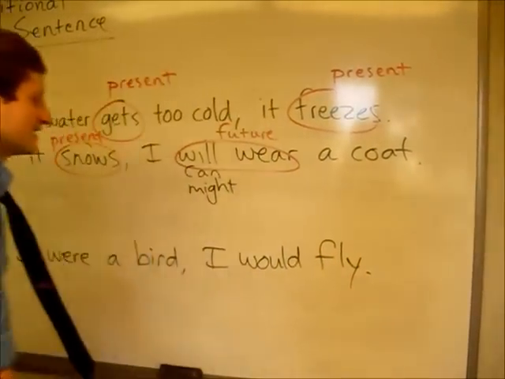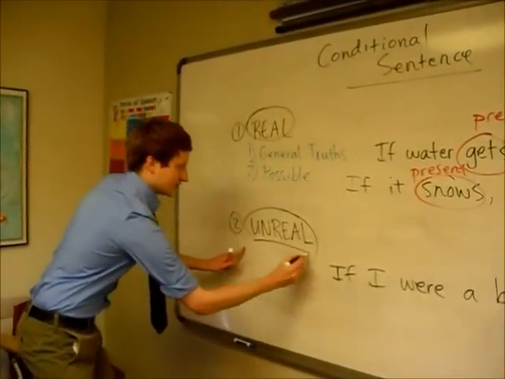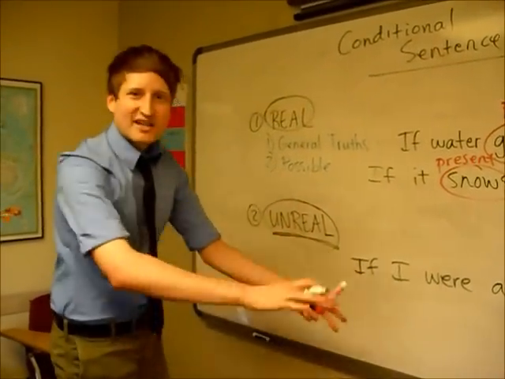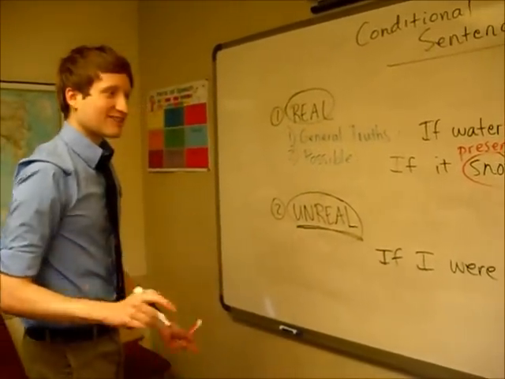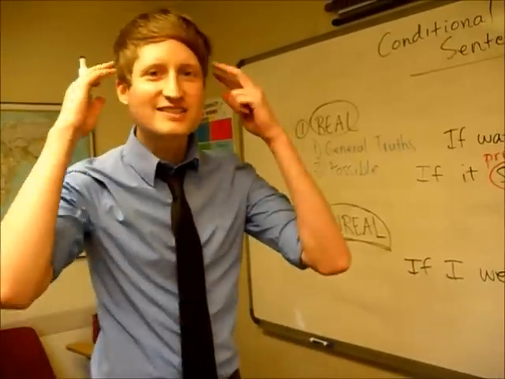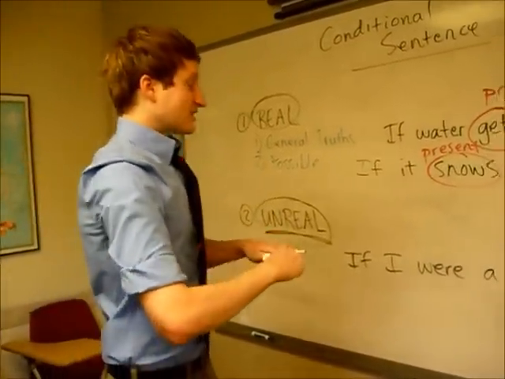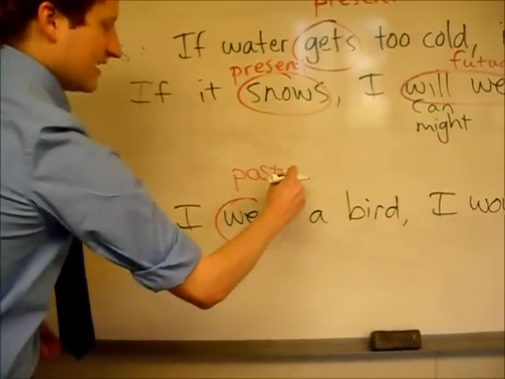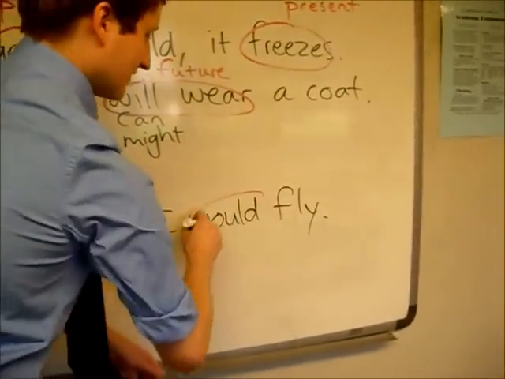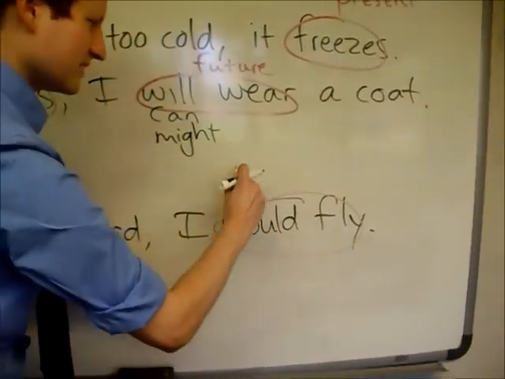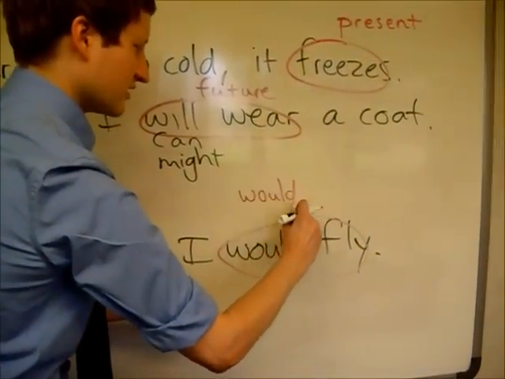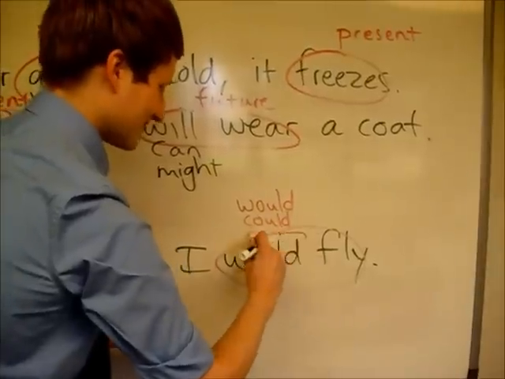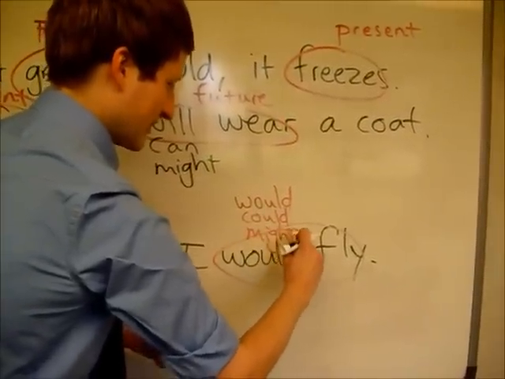I would fly. Of course, this is unreal, right? Not real. I'm not a bird. But if I were a bird, I would fly. Right? This is just in my mind. I want you to see, again, here's the past. Right? Here's the past. And at the end, again, we have some modal, and it's usually would, or could, or might. Would, or could, or might.